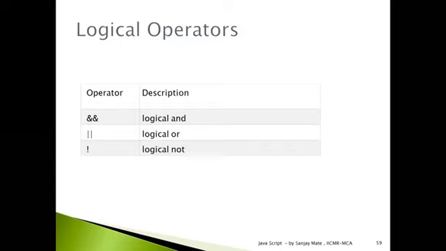Logical operators. Here you are having 3 logical operators. If both conditions are true, then AND will be used. If I want one or the other, in that case, you can use OR. Then the last, there is the negation operator, that is NOT.